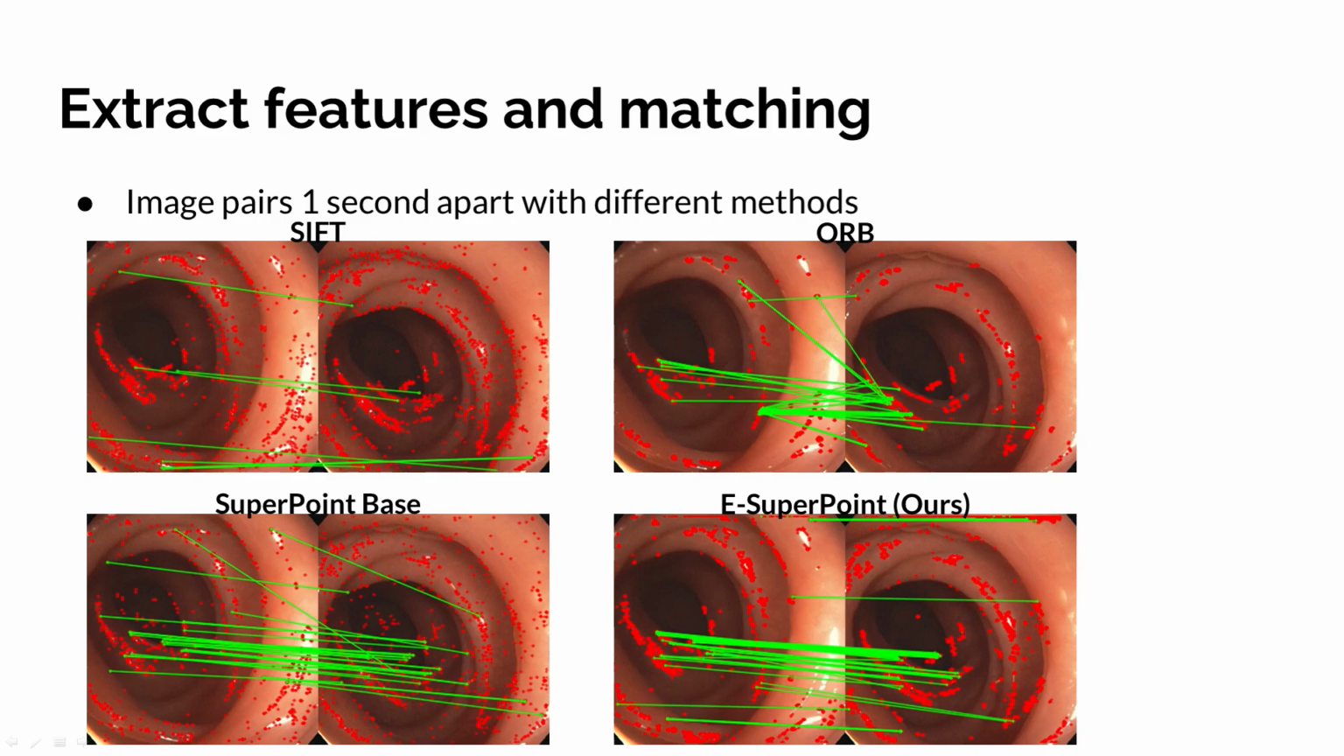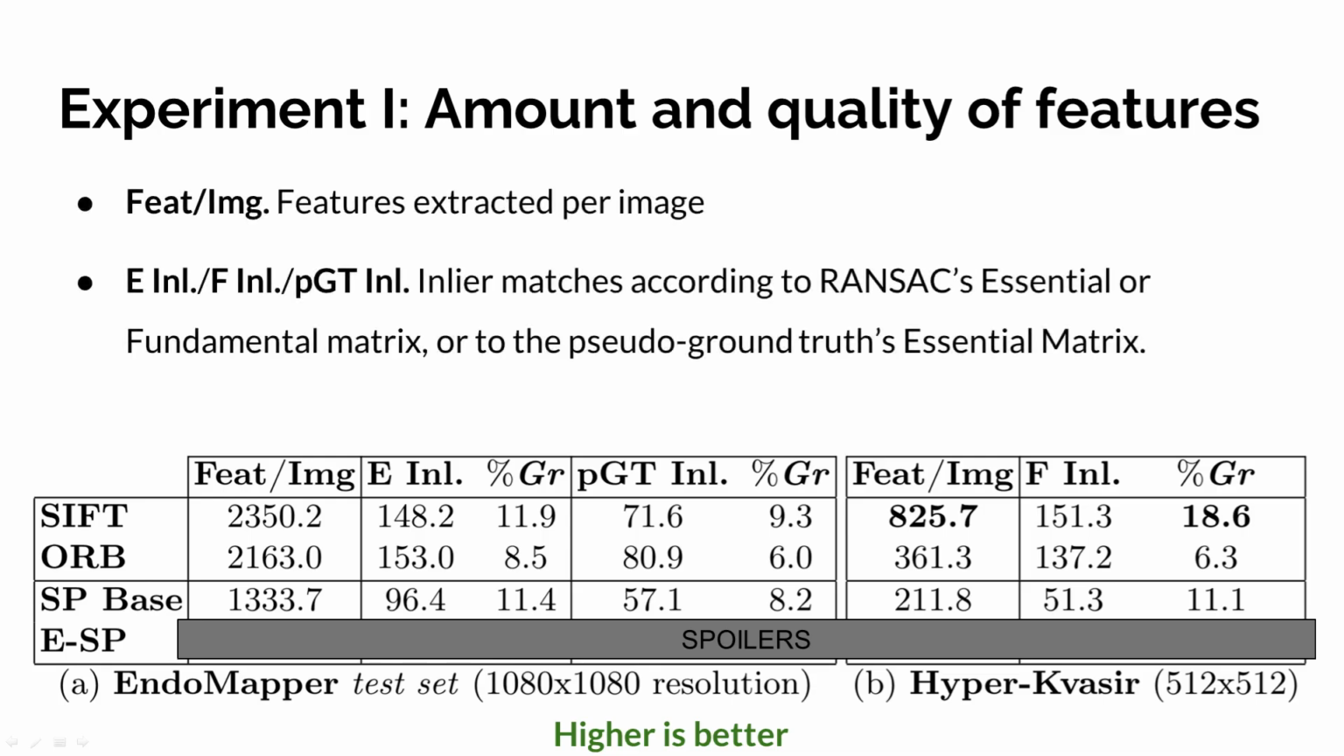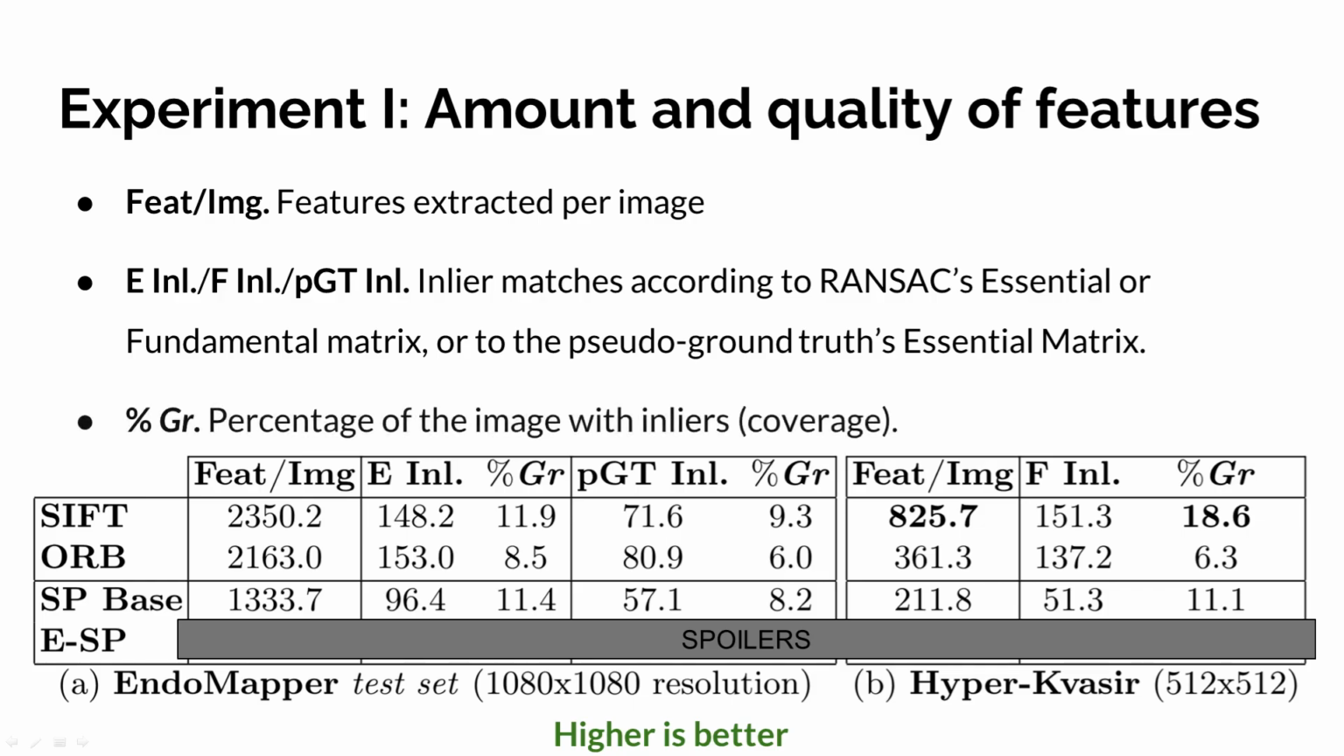Matching in this environment is a challenging problem. Methods sometimes succeed, but usually struggle. In the first experiment, we measured the number of features extracted by each method per frame. We also counted the number of inlier matches that each method was able to obtain, according to RANSAC estimation of essential or fundamental matrix or COLMAP's essential matrix. And we also looked at the percentage of the image that contained these inlier matches to also control for the coverage of the methods.